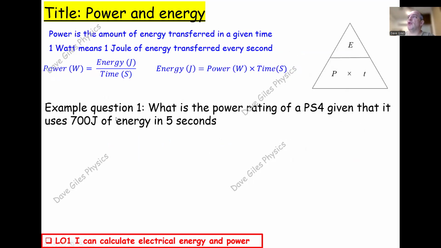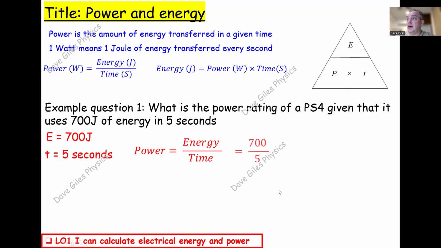So an example question: what was the power rating of a PlayStation 4 given it uses 700 joules of energy in 5 seconds? So energy is 700 joules, time is 5 seconds, power is energy over time, 700 over 5 is 140 watts.